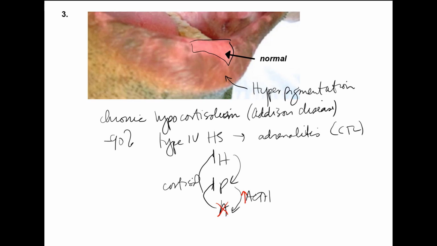ACTH is produced in a complex protein development from POMC, and as this is broken down to form ACTH, it also forms melanin-stimulating hormone. And ACTH and MSH both stimulate melanocytes to cause pigmentation over the whole body, most easily seen on the mucous membranes.